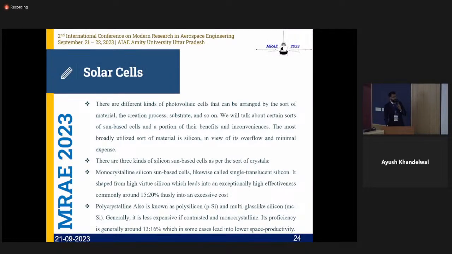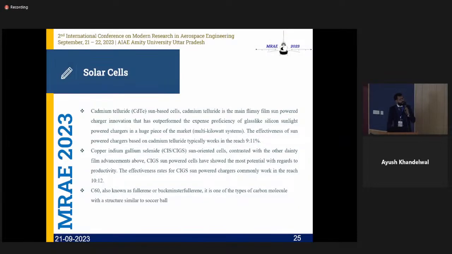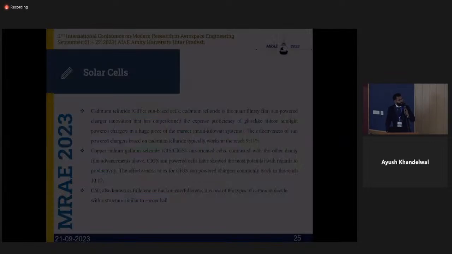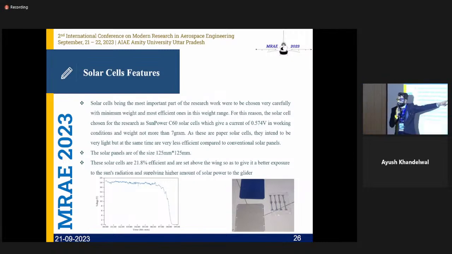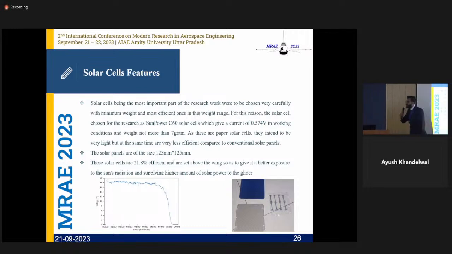So solar cells, we did a very good literature survey on them. There are a lot of solar cells available in the market, so we did a kind of literature review on the same. But the one which we use is the SunPower C60 solar cell. Why we use this solar cell is that compared to other solar cells, it is 21.8% more efficient. Also, its size is almost 12.5 centimeters, like 12.5 by 12.5. So I was able to fit it very comfortably in my wings.